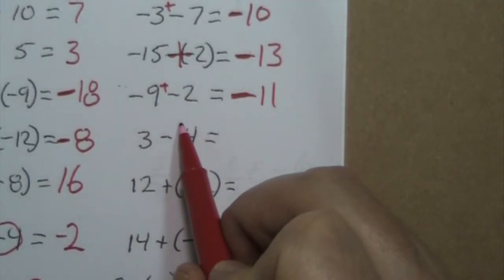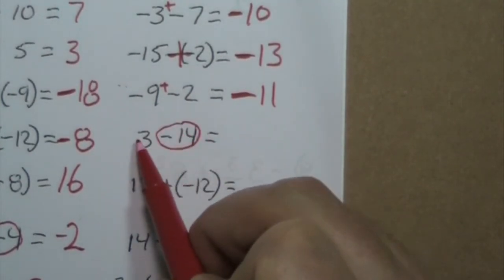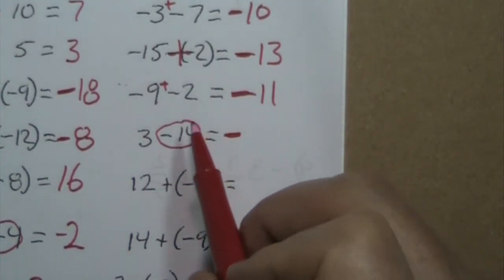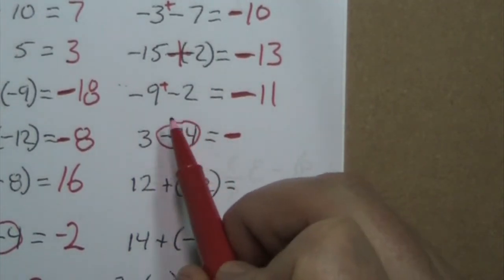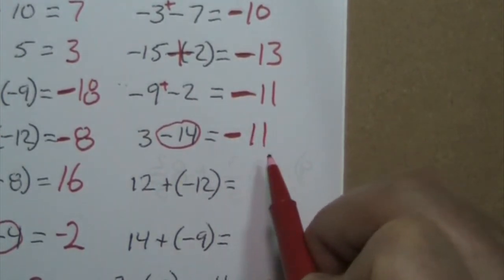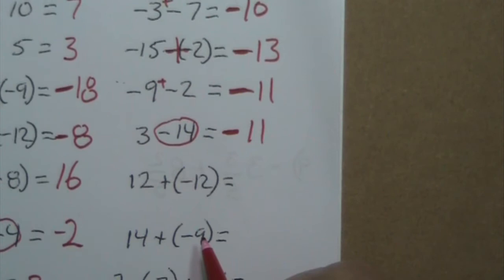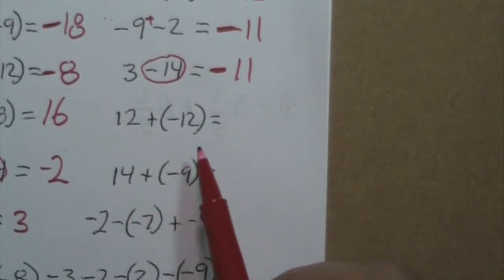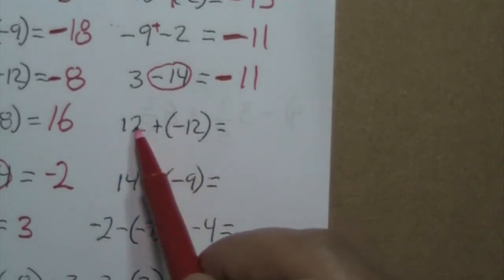Now here, this is a negative, and this is a positive. There's more negative, so my answer is negative. I'll just subtract. 14 take away 3 is 11. And there's more negative, negative 11. Next one, oh, hey, these are 0 pairs. 12 and negative 12, that makes 0.